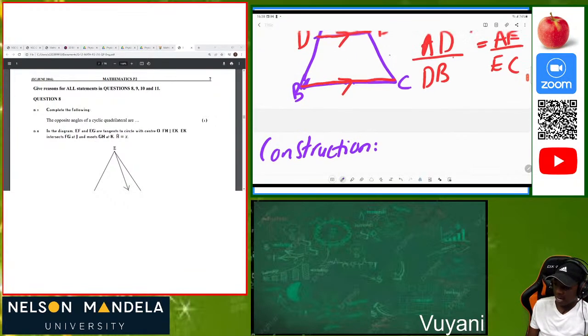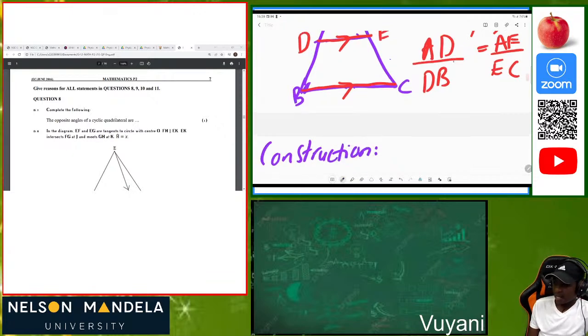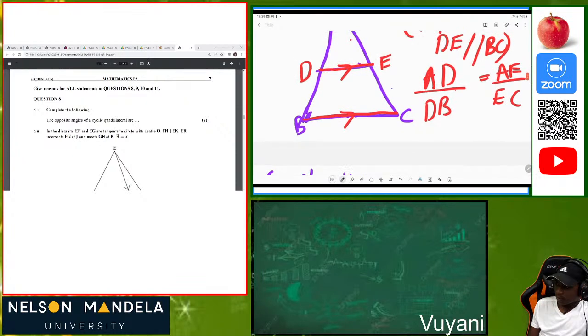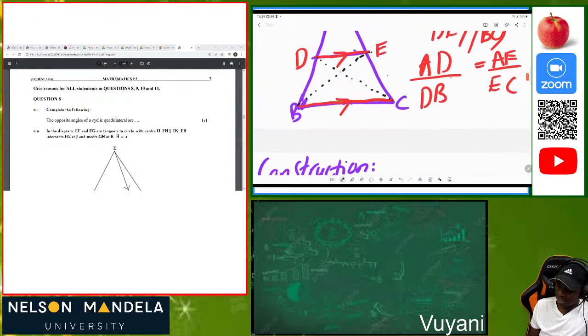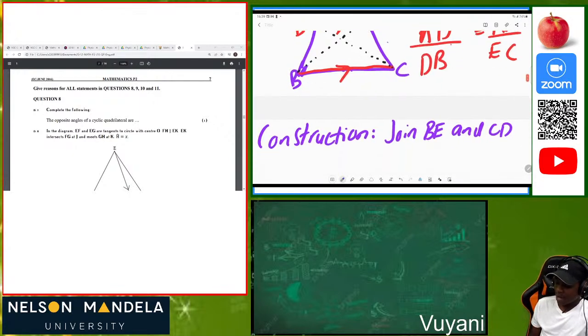So what are we going to construct? We're going to first join EB. Okay, so this is our EB. This is how you prove. It's always 6 marks in your exams. You start by construction. What are we constructing? We are joining. We join BE and CD.